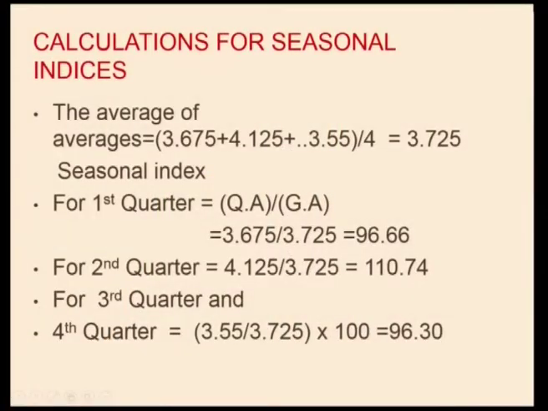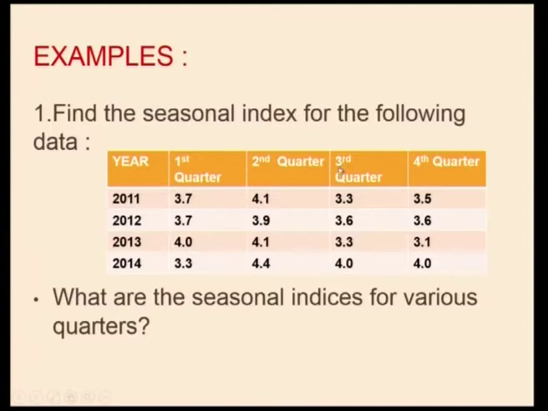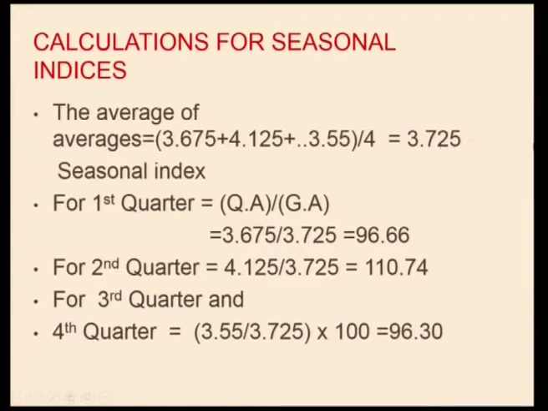The average of averages is 3.675 plus 4.125, and you go on adding up to 3.55. Actually, the average values are given in the data. You add all the values and substitute in this, you get 3.725. Similarly, for each quarter you have to compute. So it is going to be QA by GA. GA is going to be the general summation, QA is going to be for the particular summation. It is treated as your corresponding index.